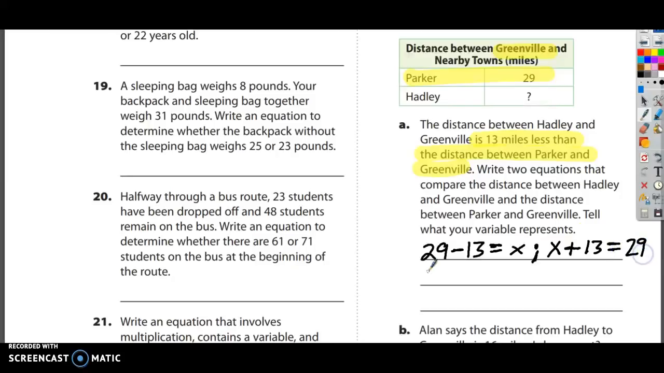And then what is x? X is the distance between what? Well, it's the 2 unknown towns. It's the distance. It's the unknown. It's Hadley. X is the distance between Greenville and Hadley.